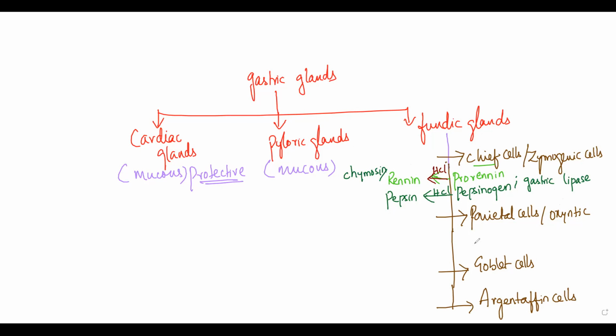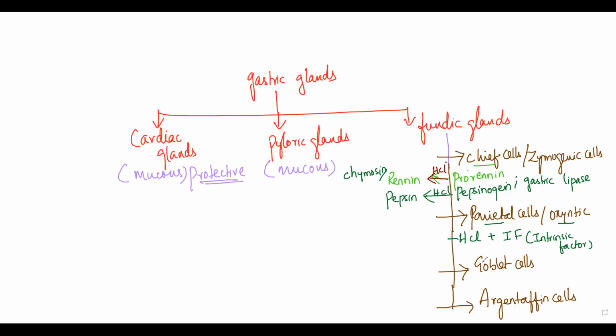Now, coming on to the parietal cells. What do the parietal cells do? If you look at the parietal cells here, these can also be called oxyntic cells. They are secreting hydrochloric acid as well as the intrinsic factor. IF stands for intrinsic factor. So you could see the action of hydrochloric acid on prorenin as well as pepsinogen, which are the inactive forms. It could convert them into the active forms.